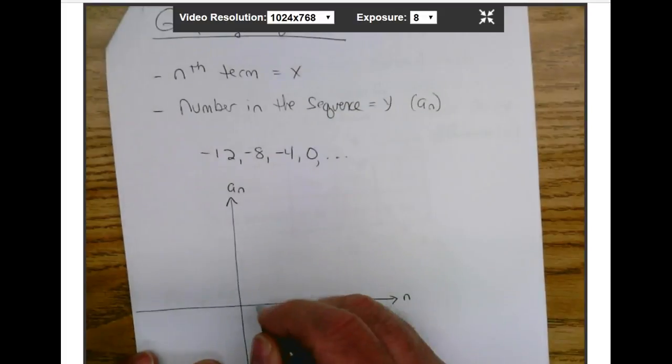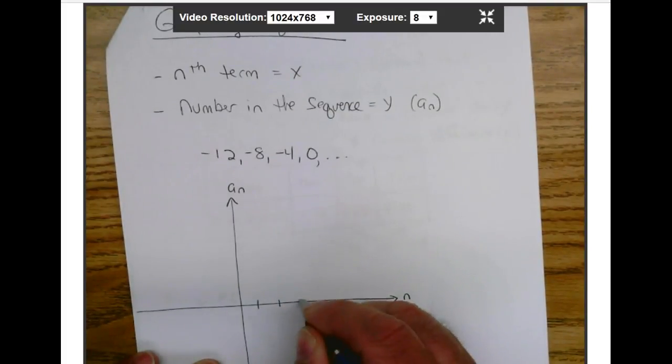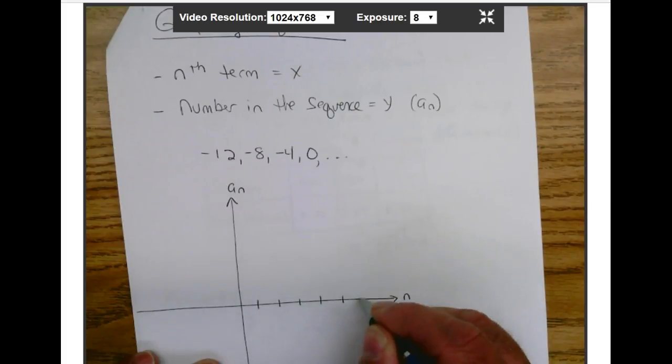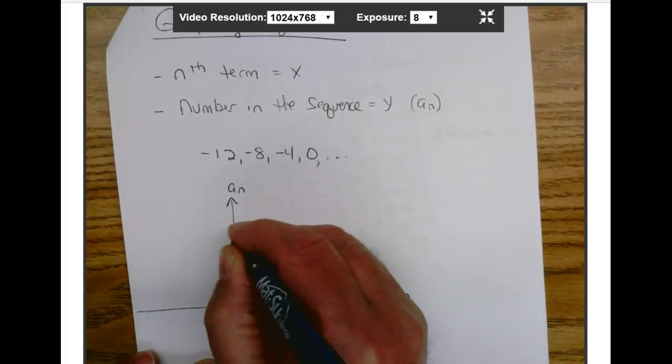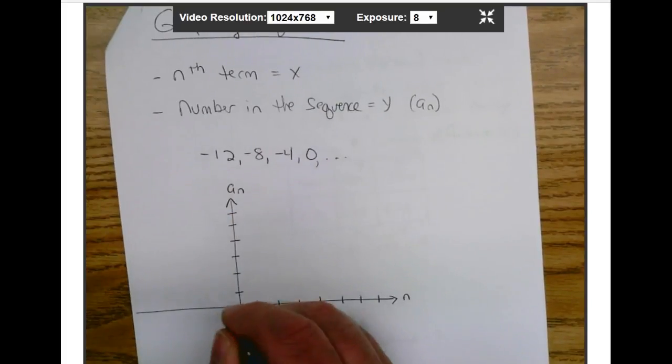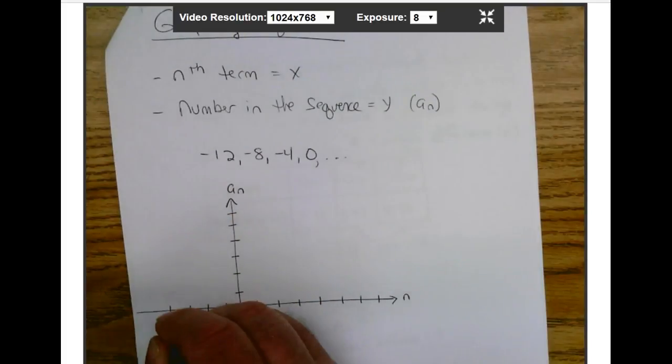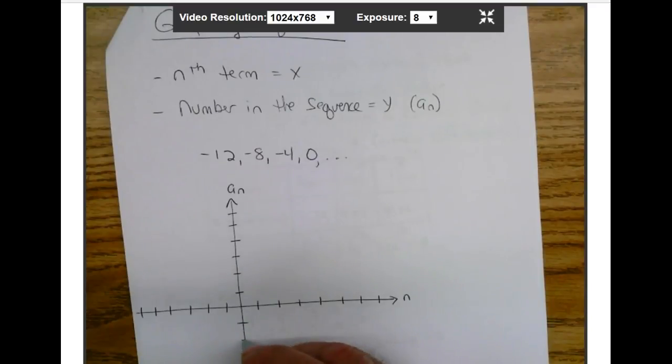Okay, this would just be like a regular coordinate plane, so I'm going to add some numbers here. There's some slashes so I know what I have. Okay, so I have those. And then, again, the nth term would be x, and then the number in the sequence, a of n, is y.